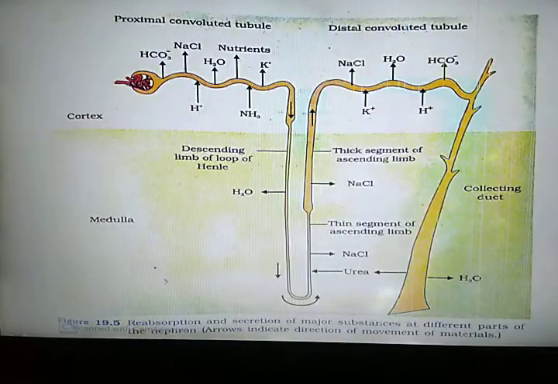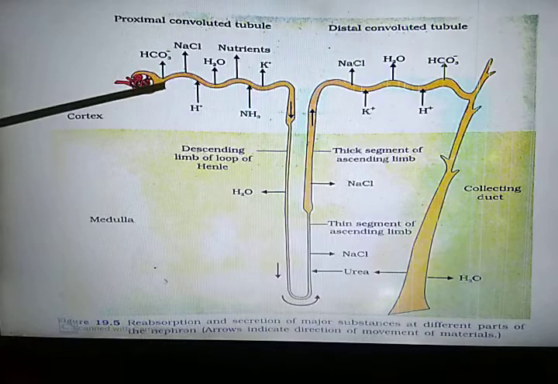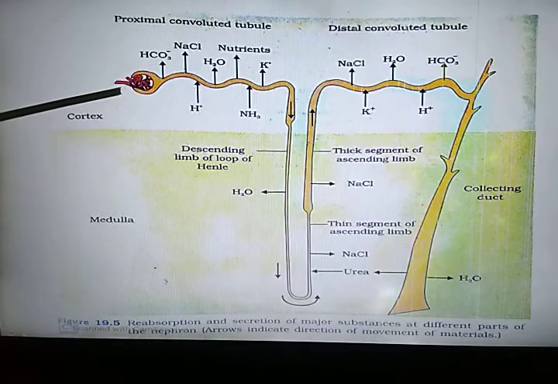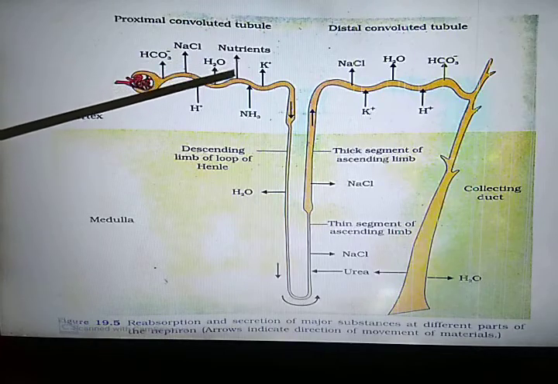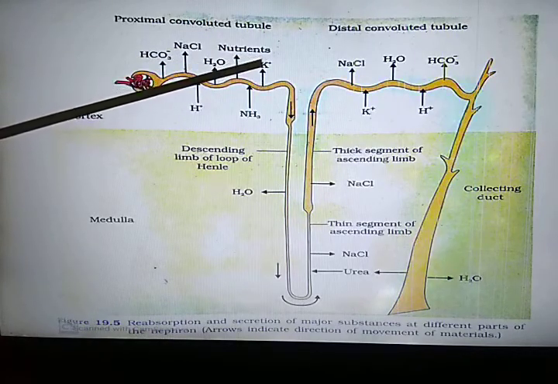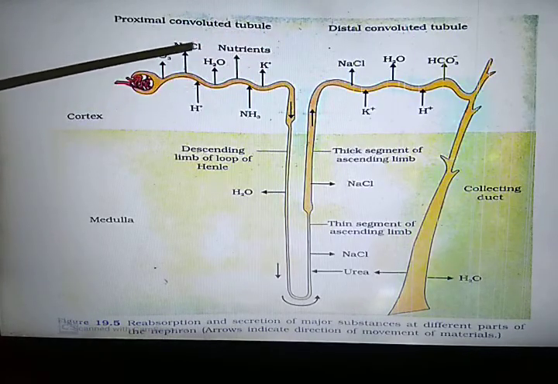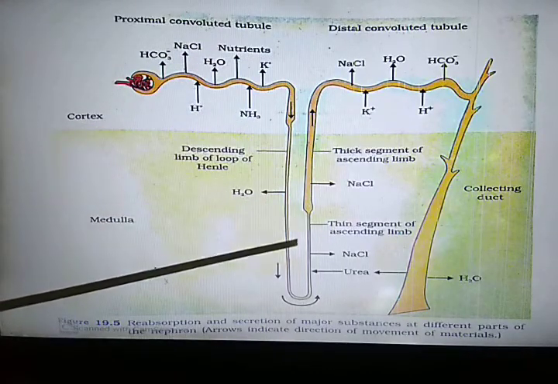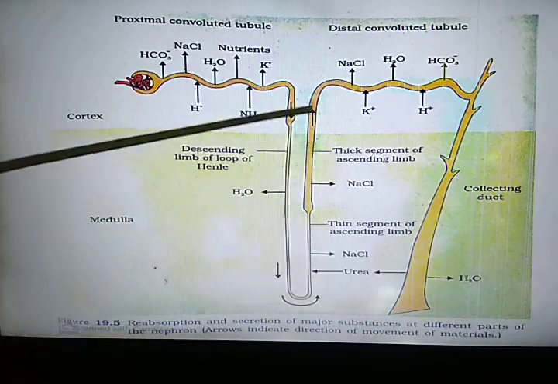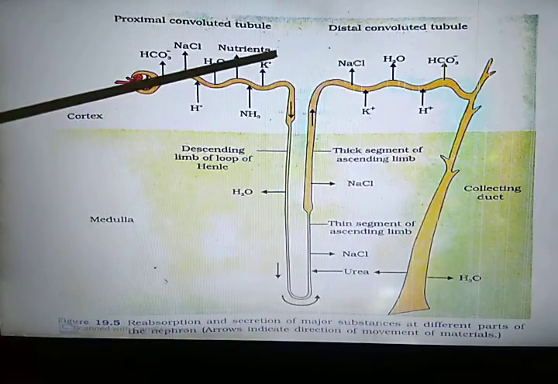Let me explain with the help of a diagram. So this is the Malpighian corpuscle. Now these arrows are moving outwards. Here the peritubular capillary is not shown, but you have to keep in mind that peritubular capillaries are present along with the different parts of the tubules.